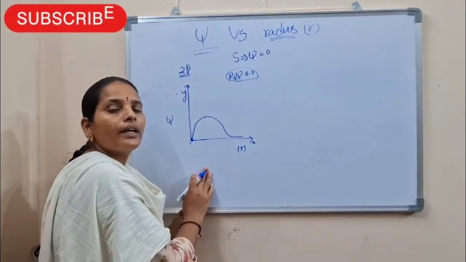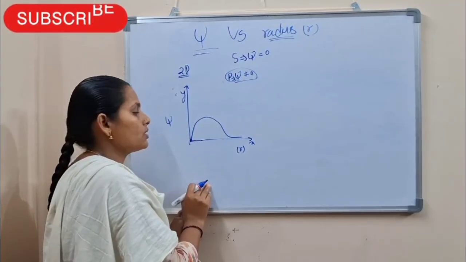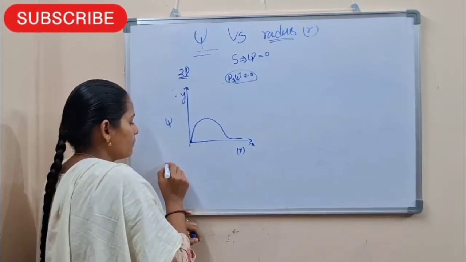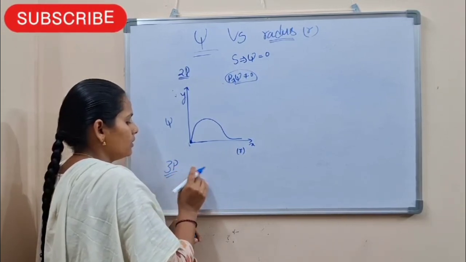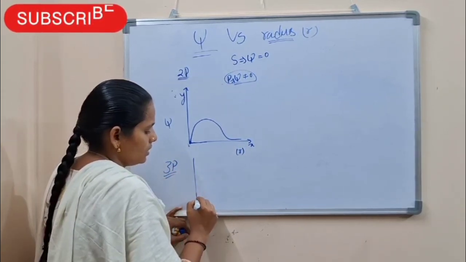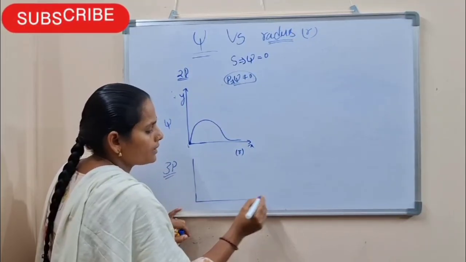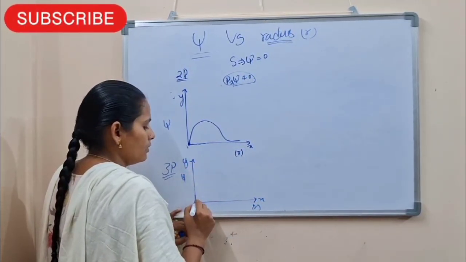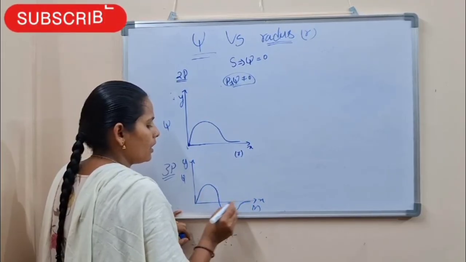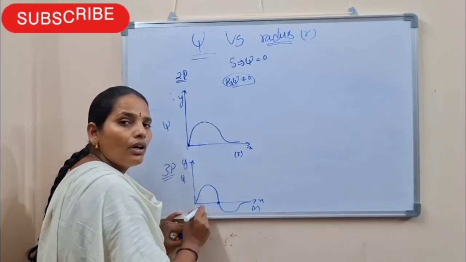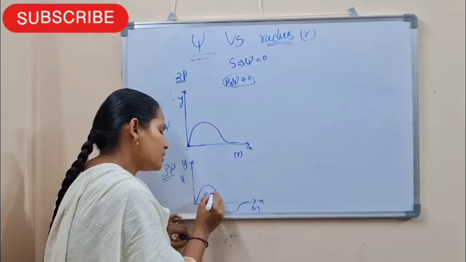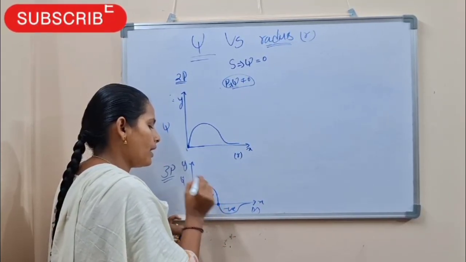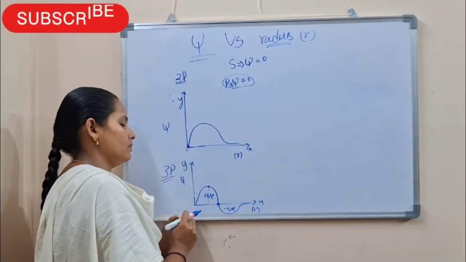Here for 2p we are not finding any radial nodes, that's why we are not representing any nodes here. Okay. For 3p, on the x-axis we are taking the radius and on the y-axis we are taking the wave function. The graph will be like this. Here we are finding one node, nothing but the radial node. This is the positive part and this is the negative part. The peak is where it is a maximum.